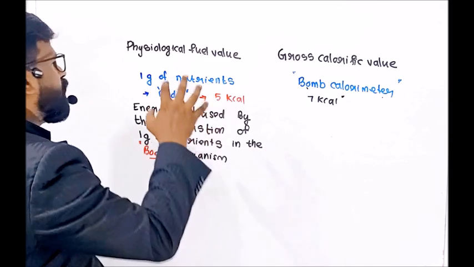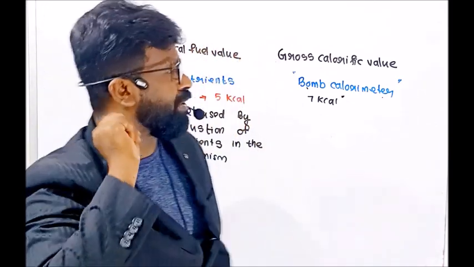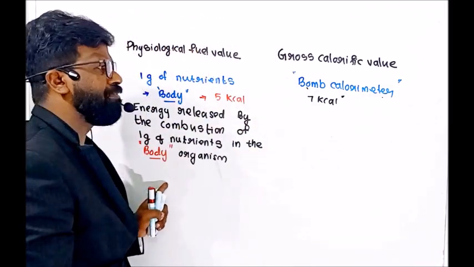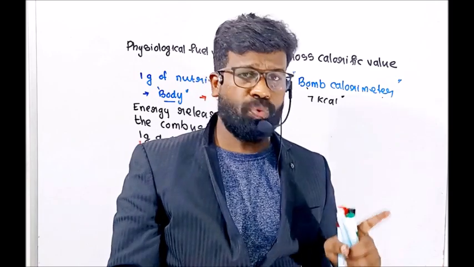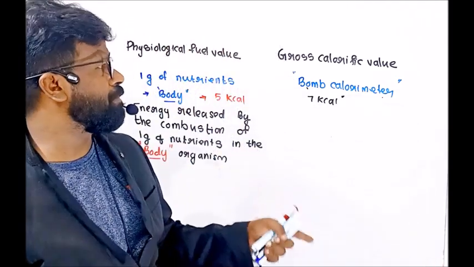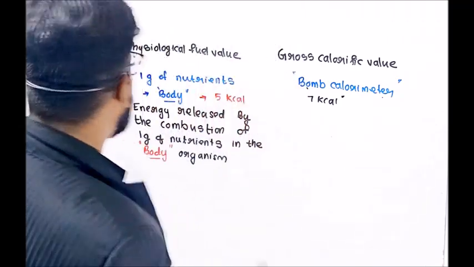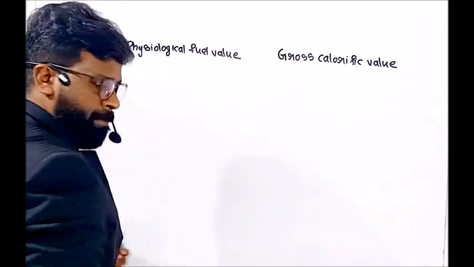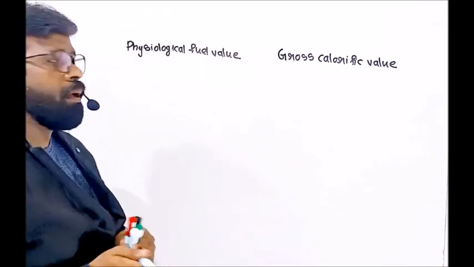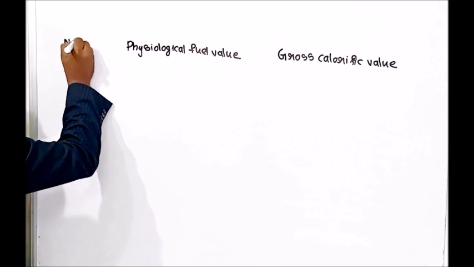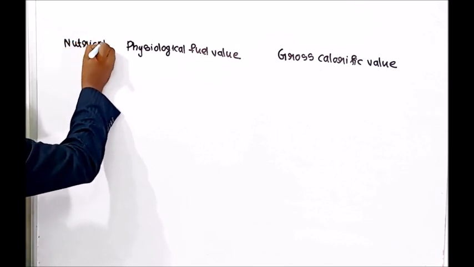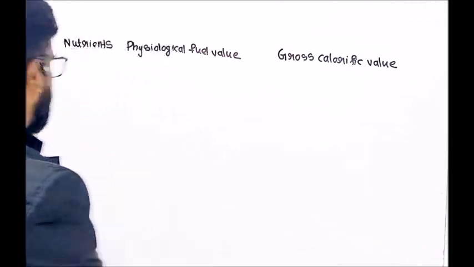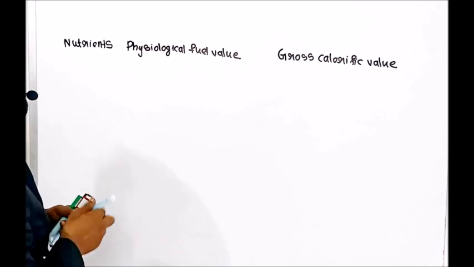So these are the two fuel values, physiological fuel value and gross calorific value. And this gross calorific value is always higher than the physiological fuel value. Okay. Let us study the nutrients and their physiological fuel value and gross calorific value. Let us compare them.